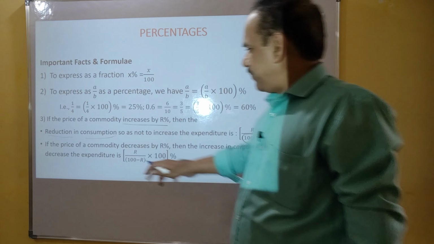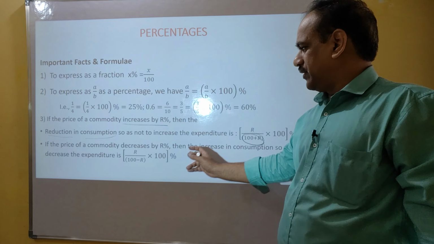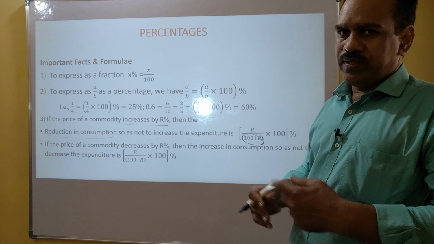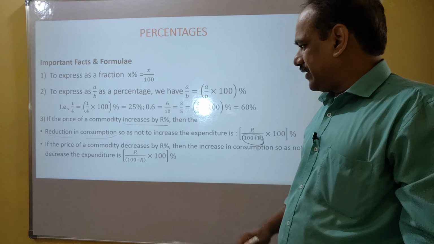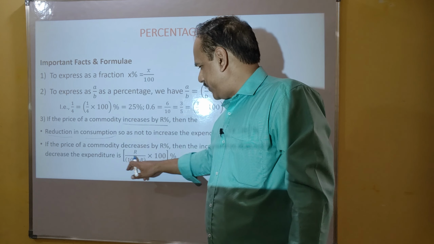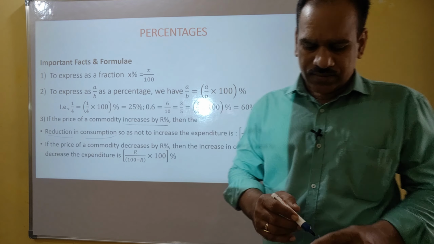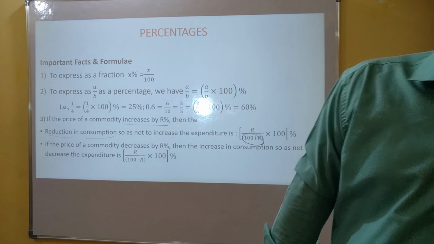When the price of the commodity decreases, your consumption should be more. Your answer should be more. When the answer is more, the denominator should be less: 100 minus R. That is how you can remember this formula.